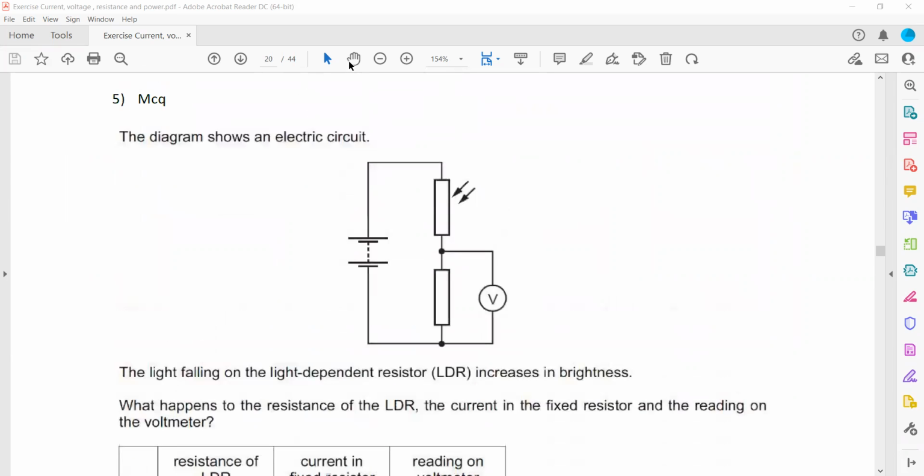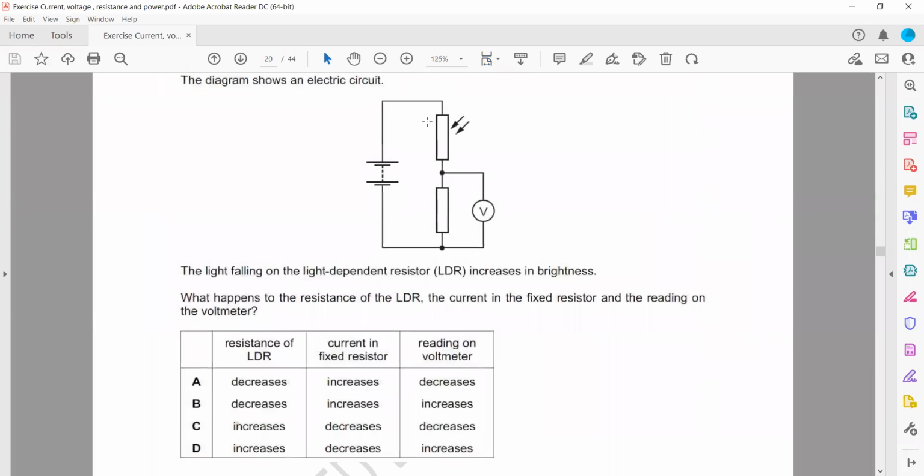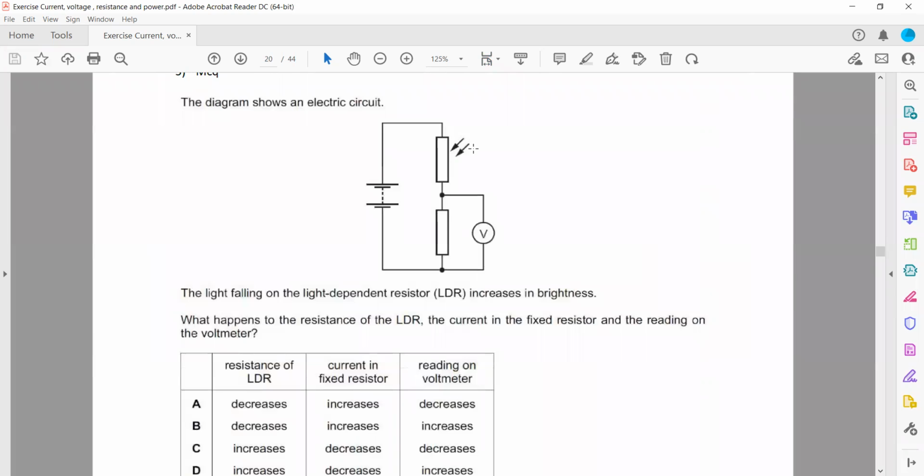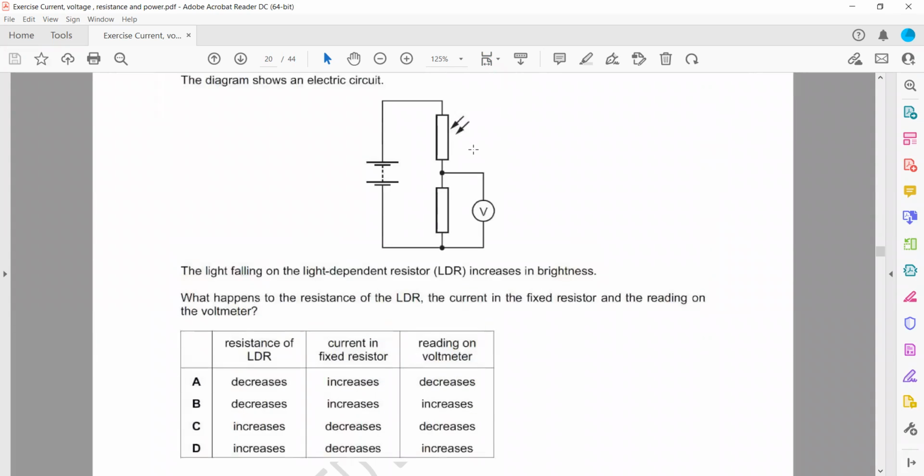Then another circuit. In this diagram, when two resistors are connected in series, we call that a potential divider circuit. The diagram shows the electric circuit with a rectangle with an arrow, that is the LDR, light dependent resistor. And what happens for the LDR? The LDR resistance is inversely proportional to light. If we have more light, then it will have a lower resistance.